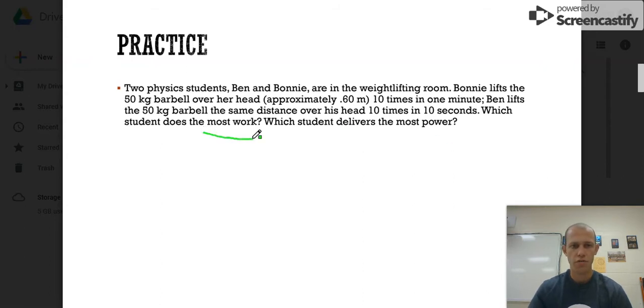Let's look at work first. If we look at the work equation, that's all about force parallel over a certain distance or displacement. To lift the barbell, they need the same amount of force because the barbell is 50 kilograms for both of them. They're both lifting it the same distance over their heads. When these two quantities are the same, the resulting product will be the same. So who does the most work? They do the same work.